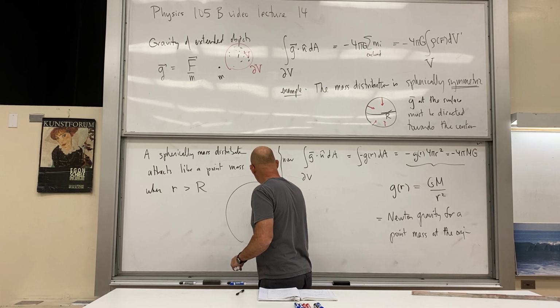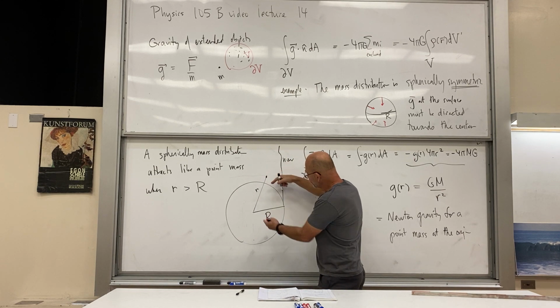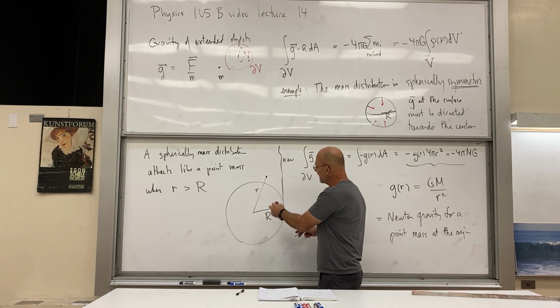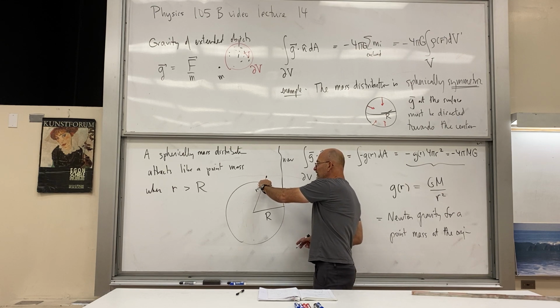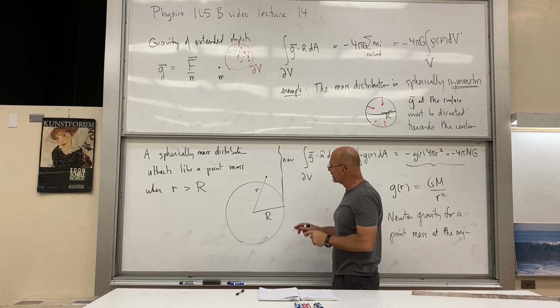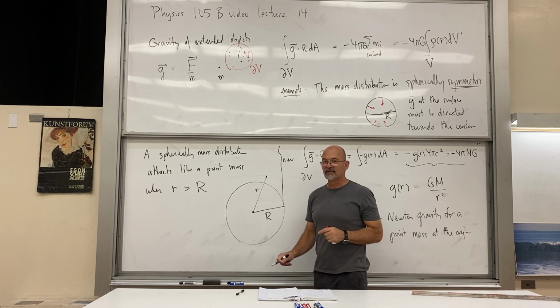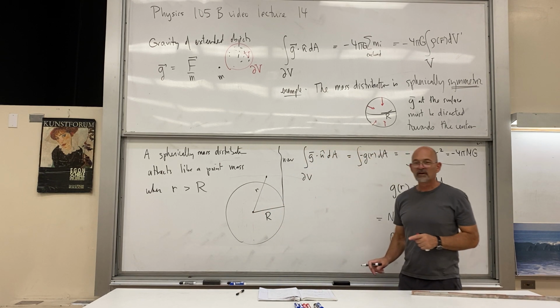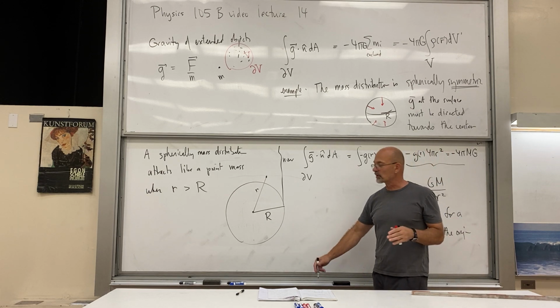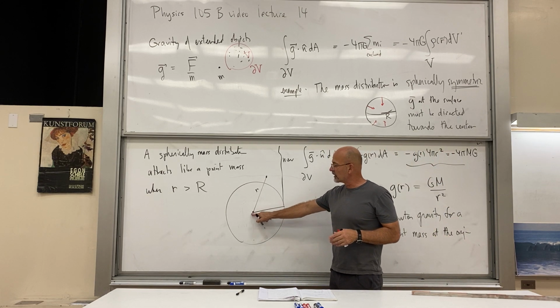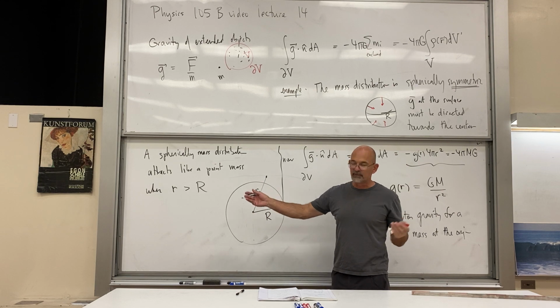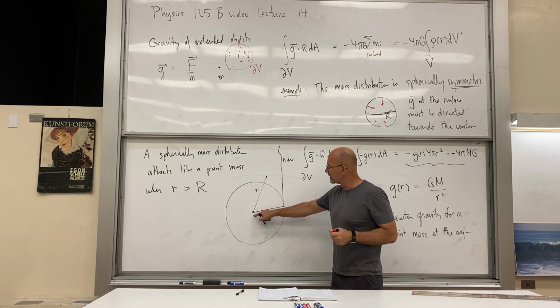So if we're out here at r greater than capital R, and then we could be just skimming the surface, it doesn't matter. We're attracted as though the total mass were concentrated at the center. So that holds true for us as well, standing here on Earth. We're attracted towards the center of the Earth, inasmuch as it's spherically symmetric.